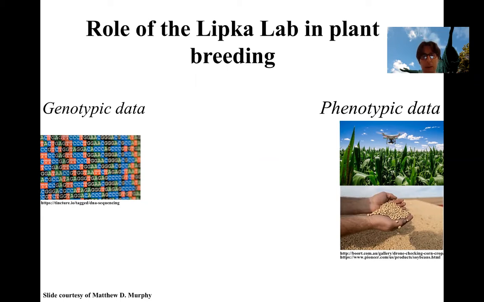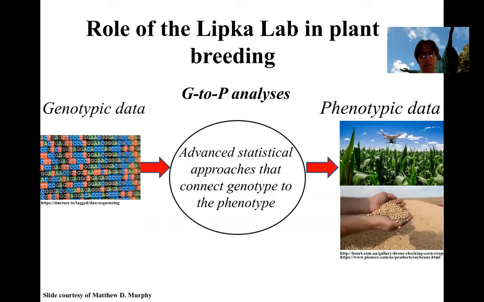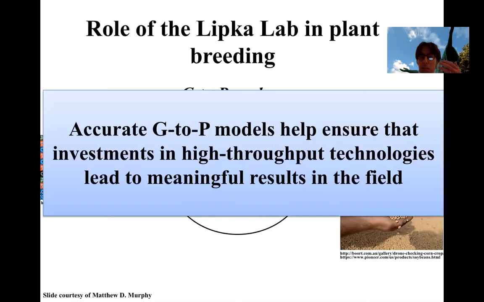What I envision my lab doing in my research is statistical G2P analyses. What we do is develop statistical models that connect the genotype to the phenotype, and this can help us make better decisions and help ensure that all of the monetary and time investments that we're making in these high throughput genotyping and phenotyping technology lead to meaningful results in the field, and importantly, accelerate the breeding cycle to help face the challenges that we have ahead of us in the next couple of decades.